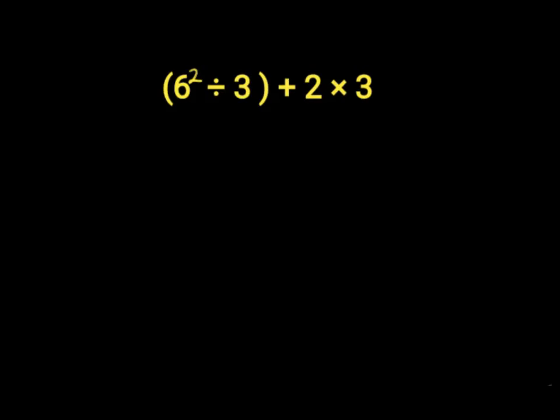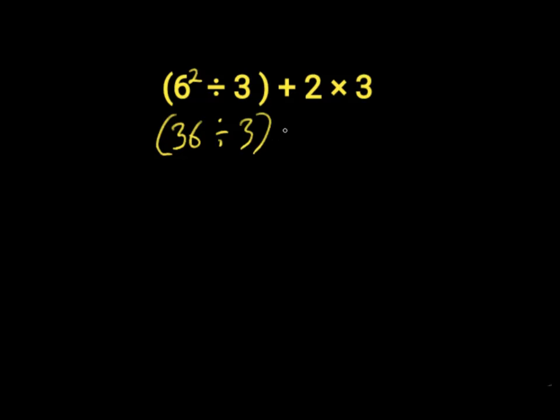(6 to the power of 2 divided by 3) plus 2 times 3. Now, in the parentheses, we have an exponent which is 6 to the power of 2. 6 to the power of 2 is 6 times 6. 6 times 6 will give us 36. Then we have 36 divided by 3.